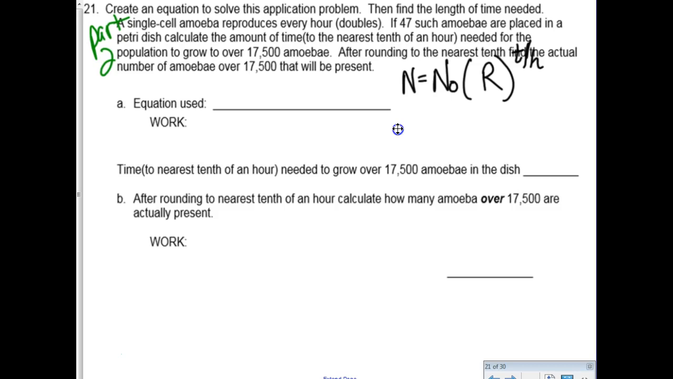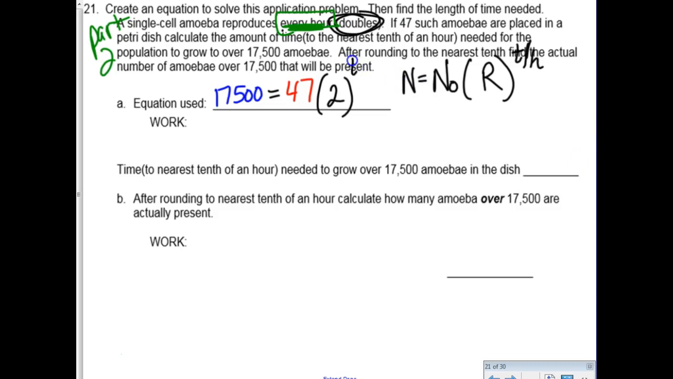So the final amount of amoeba that we would like is 17,500. And then the initial amount of amoeba is 47. And then the rate, it's a doubling time question. So the rate here is a 2. And then it doubles, this is kind of confusing because it says it doubles every hour. Like usually this says something like every 4 hours, every 3 hours. So this time h is just a 1.